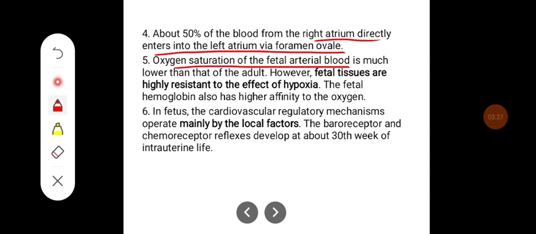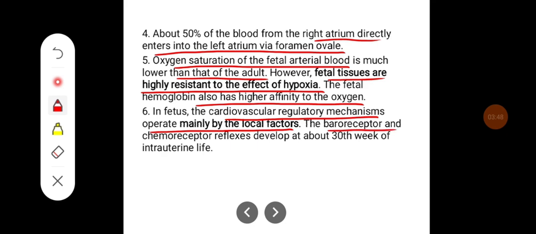Oxygen saturation of the fetal arterial blood is much lower than that of adult. However, fetal tissues are highly resistant to the effect of hypoxia. Fetal hemoglobin also has a higher affinity to oxygen. In fetus, cardiovascular regulatory mechanisms operate mainly by the local factors. The baroreceptor and chemoreceptor reflexes develop at about 30th week of intrauterine life.